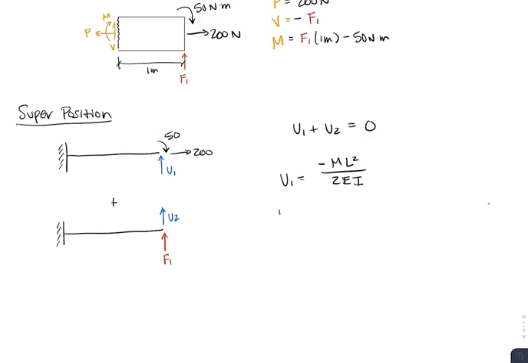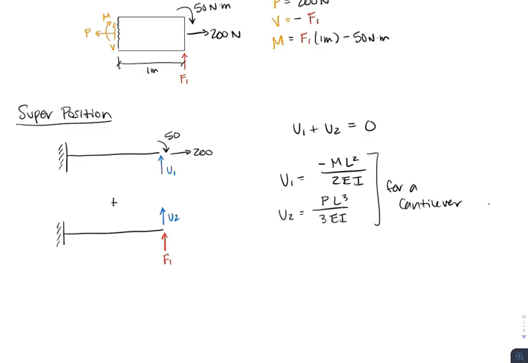And so we'll do the same thing. For U2, the deflection on our second system is just going to be equal to some force times L cubed over 3EI. So these are both for a cantilever.